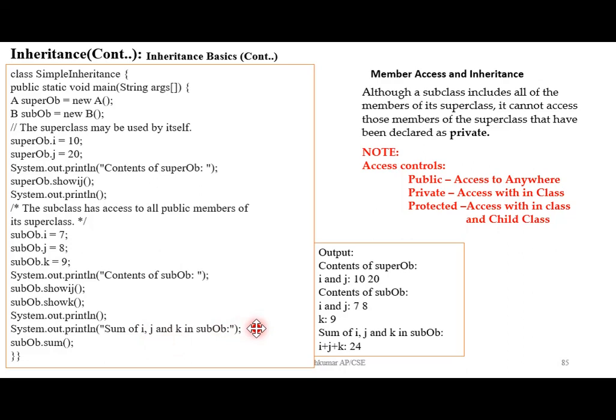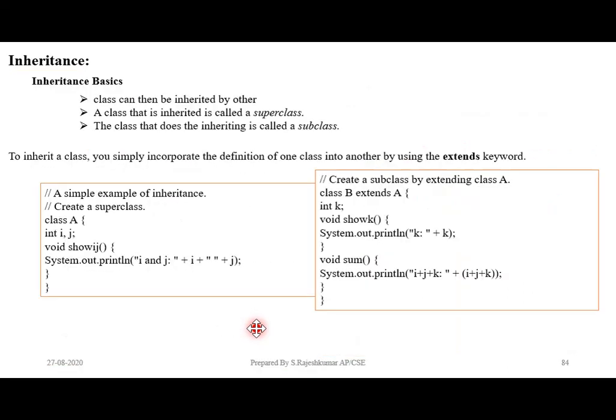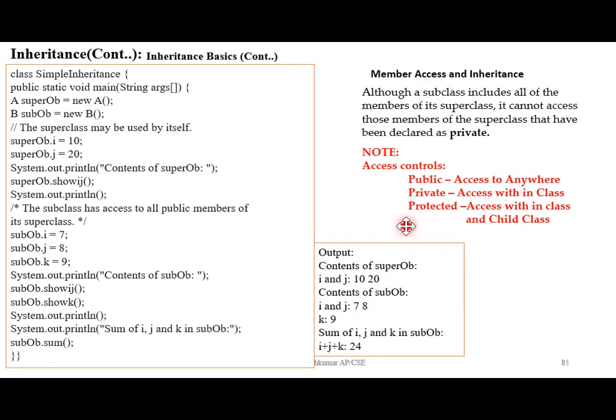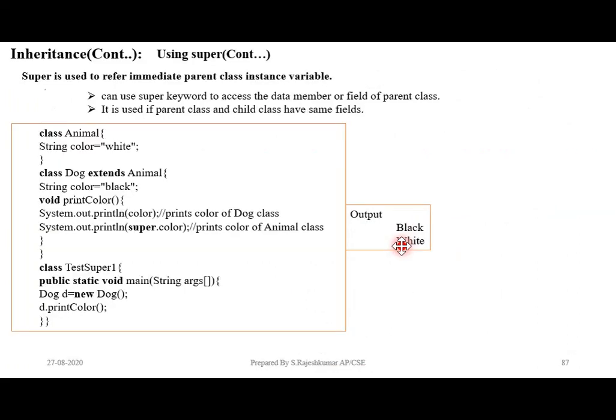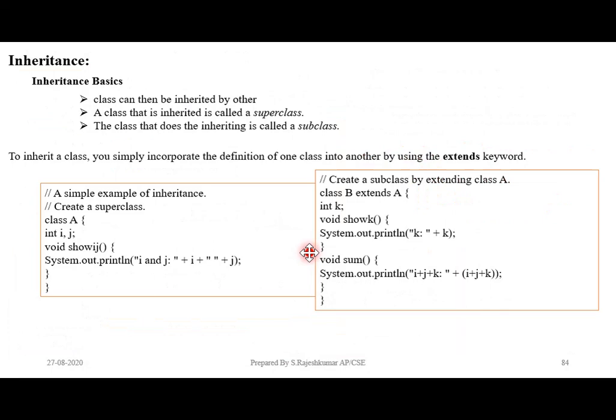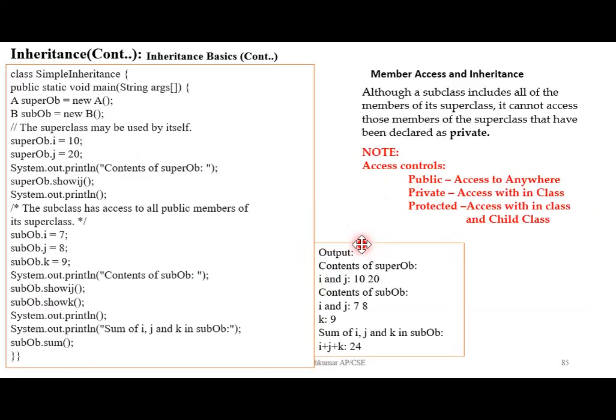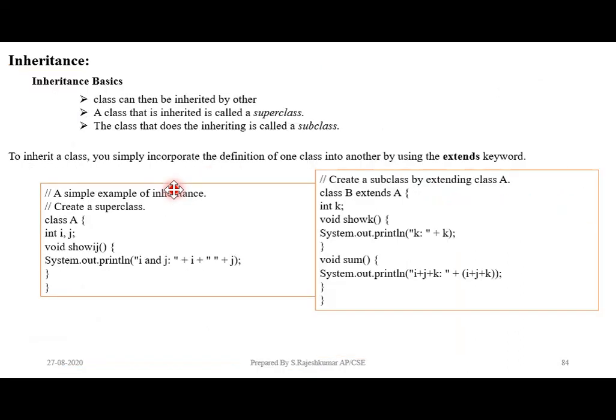So what will it print? Sub object of ij, 7 and 8, will be passed to the first class, and sub object of k equal to 9 will be passed to the second class. Then show k will print the k value, and show ij will print the ij values 7 and 8, and k equal to 9, so completely the sum value 24 will be printed. This is the concept of inheritance.